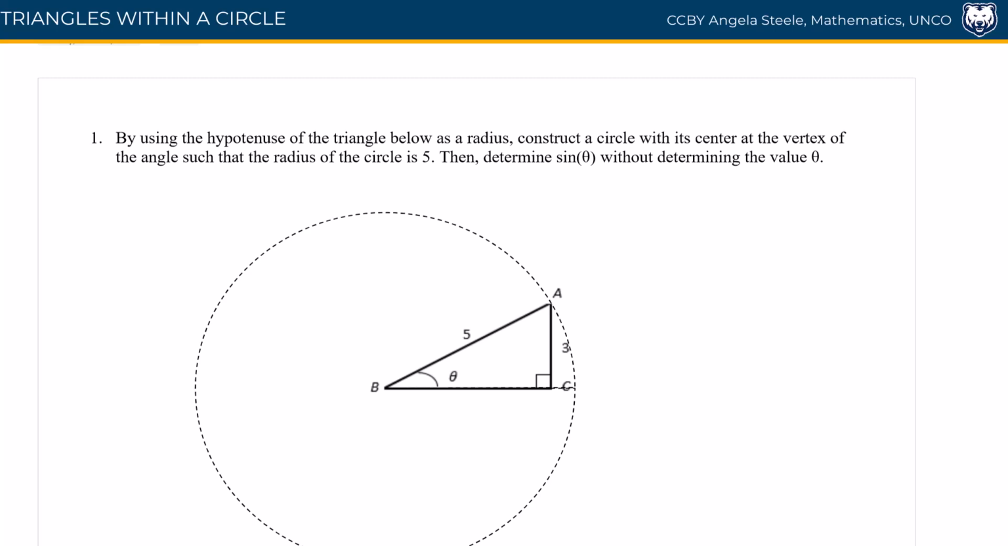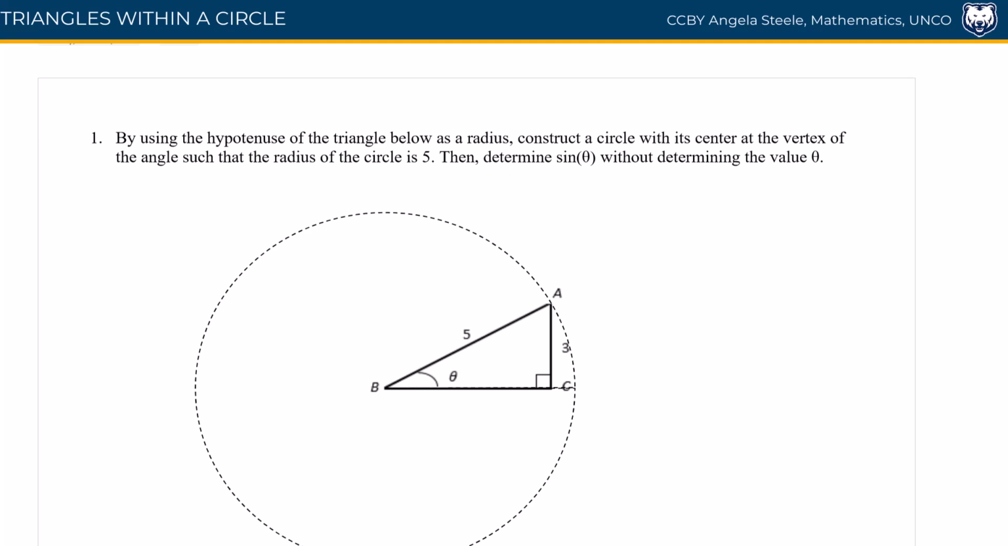Hey everyone, this is the 8.1 worksheet. So what we're going to do is build off of the idea of taking a circle, and then within that circle we always end up creating triangles. And so what we're going to do today is start to take away that circle and only be looking at triangles.